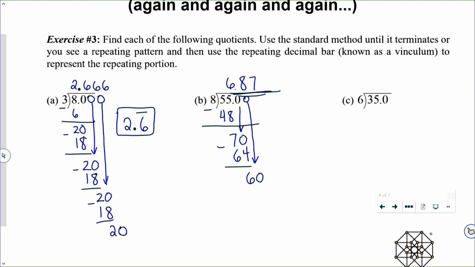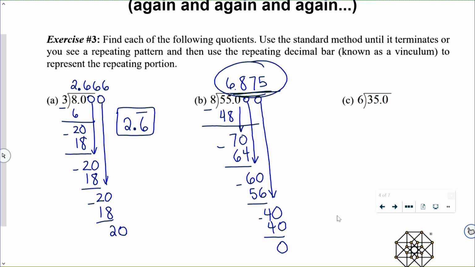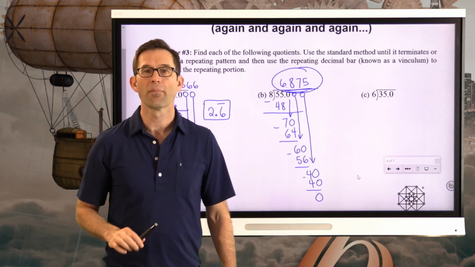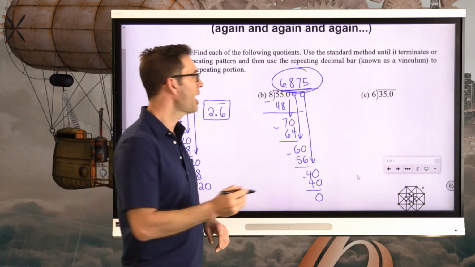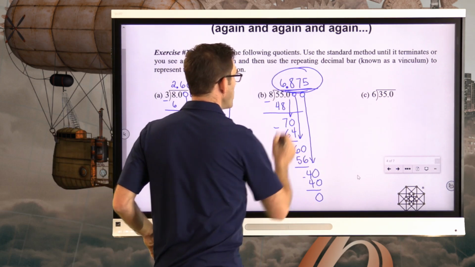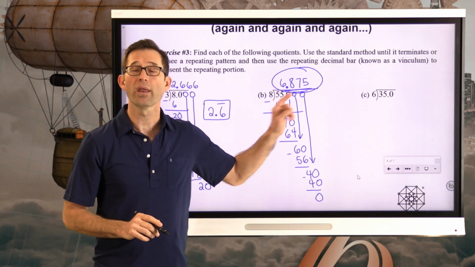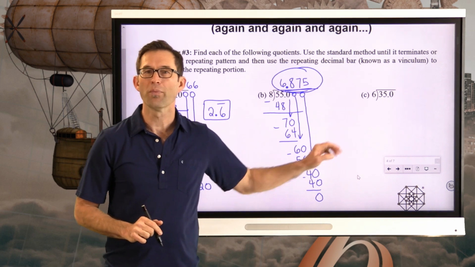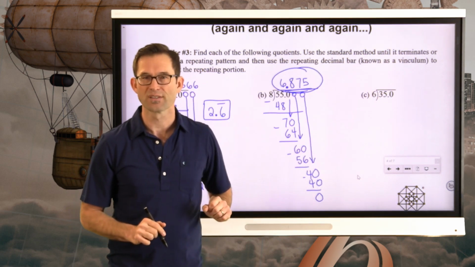All right, now I'm going to have 7. 7 times 8 is 56. I'm going to subtract, and I'm going to get 4. I'm going to drop that 0 down. And 8 goes into 40 5 times. I'm going to subtract, and I have a remainder of 0. So no repetition there. 55 divided by 8 is 6.875. It's difficult to see the decimal point, so we'll make it a little bit bigger there. 6.875. Now what I'm hoping is that on this one, you saw some repetition.